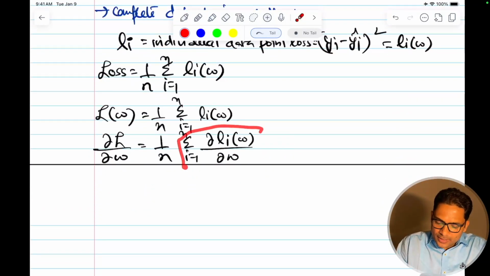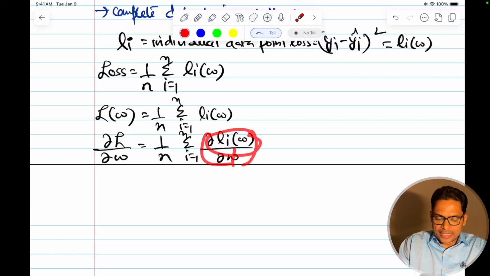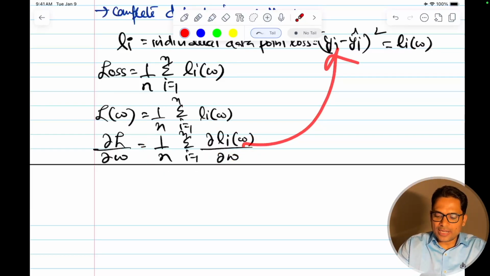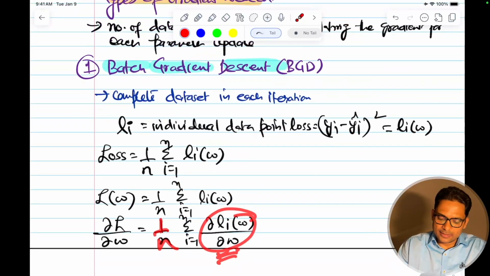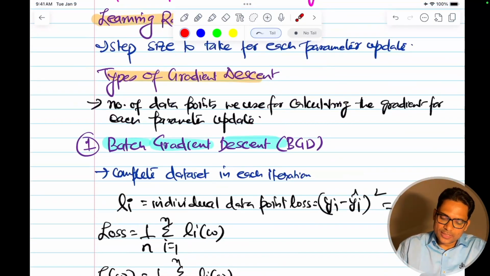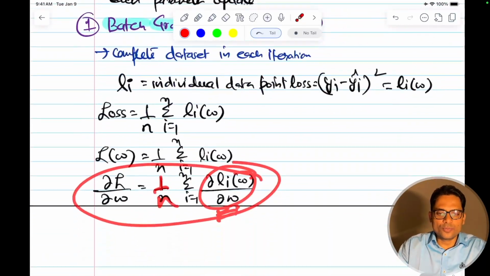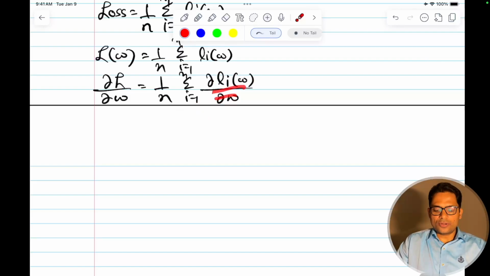So what does this mean? For each iteration, I'll be calculating the loss for each data point, and I'll take the average of it. For each data point, I will calculate (yi minus y) squared, and I'll take the derivative with respect to the weights, and I'll take the average, and this value will be used for updating my parameters. So my new parameter will be based on all the points, the average of loss of all the points.